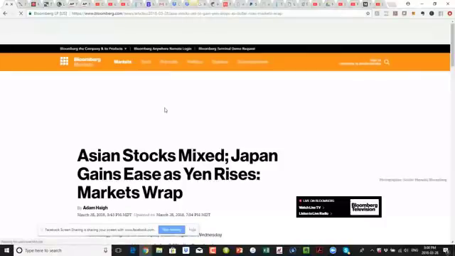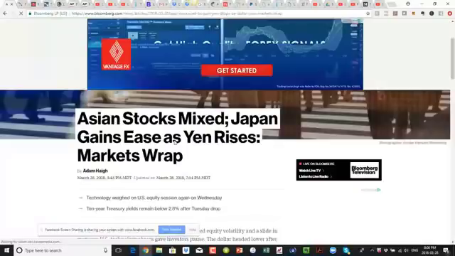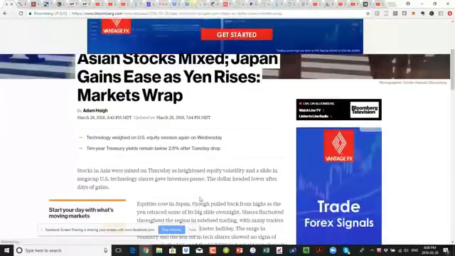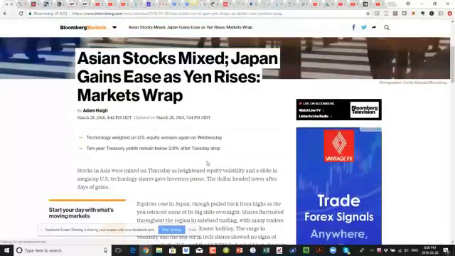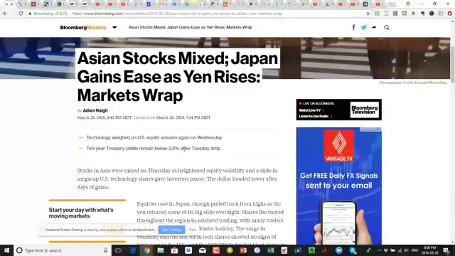If you're a new trader, they may not make sense to you at this moment, but as you keep on reading them, they will start to make more sense. So I would take a look at this and read this article, because articles like this will help explain what's going on in the market. I would recommend looking at both Bloomberg markets and Reuters markets every day to understand the overall environment.